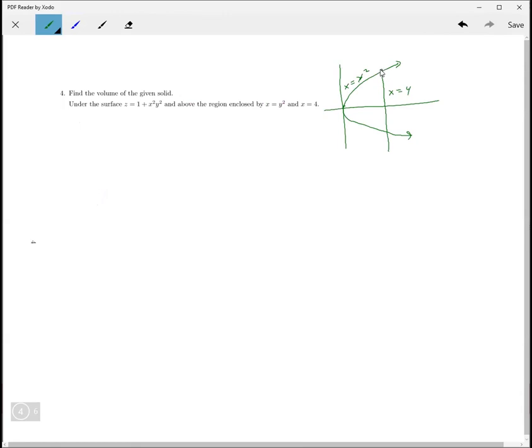And where do these intersect? What's the y value where these intersect? Two. Yes, 2. And then also here, negative 2, right? Great. This right here is our region.